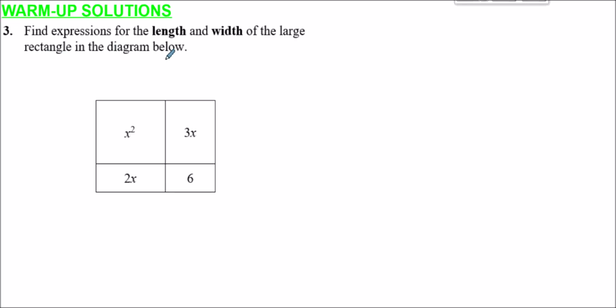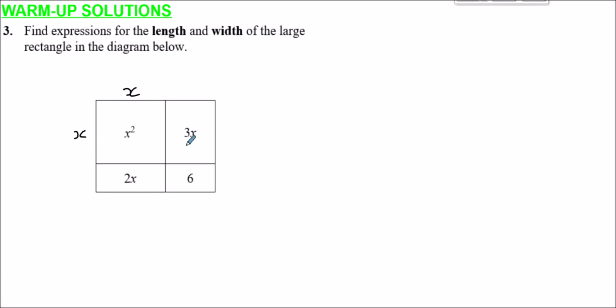Warm-up 3. Expressions for the length and width of this whole rectangle in the diagram below. The big clue here is we have an x squared. So what two things would multiply together to give us an x squared? It has to be an x on top and an x to the side. So that's our way into tackling this.